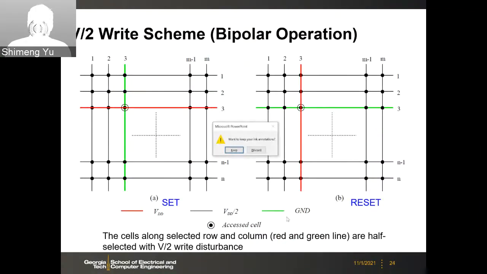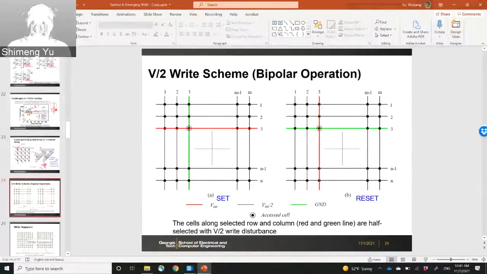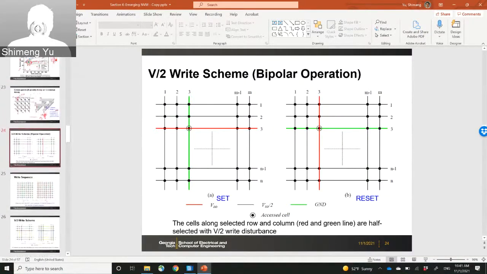Okay, let me look at the time here. I still have a few minutes, so let's try to finish this one.